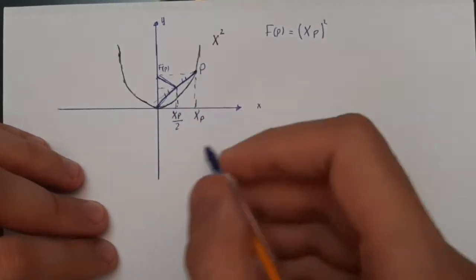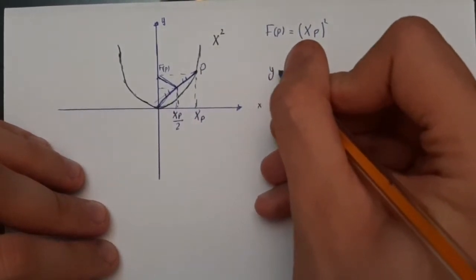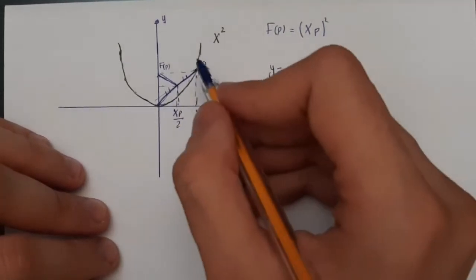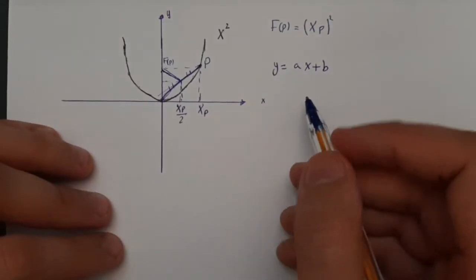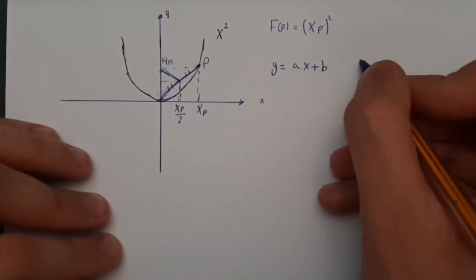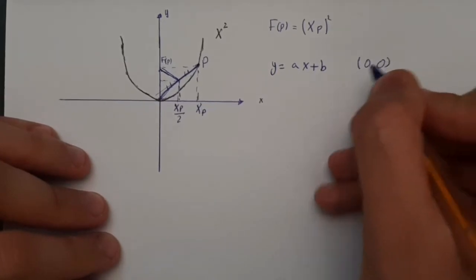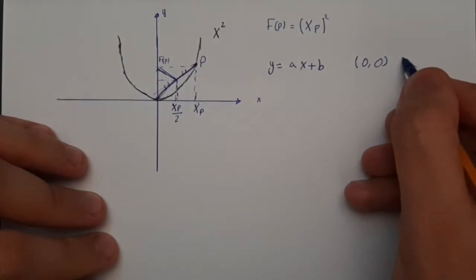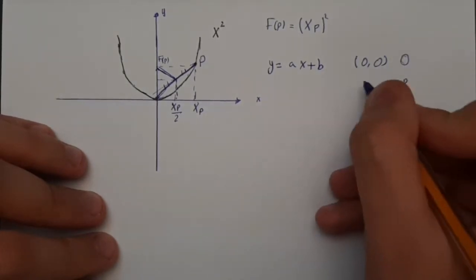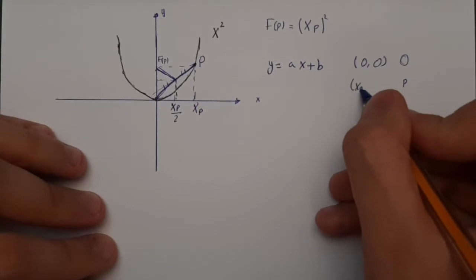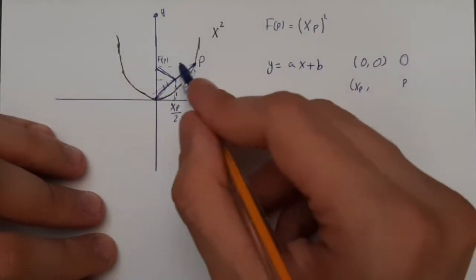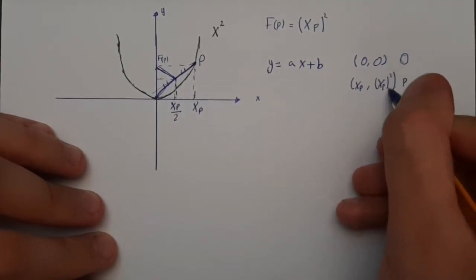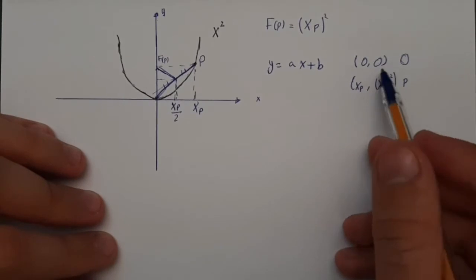Let's first make this line over here. This line over here, how is it? Its formula is y equals ax plus b, right? Because it's a line, so it is this type of a formula. But what information do we have? We know that this line passes through 0 and 0 because it passes through this point, the origin, and it passes through point P. Point P is xp and xp squared, right? So we know that it passes through these 2 points.